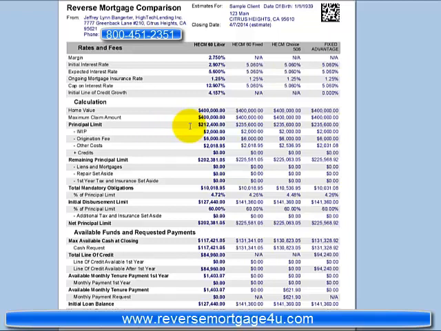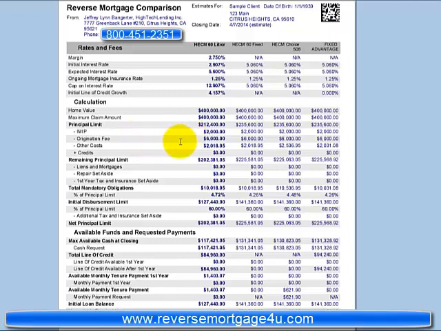Principal limit is the first part of that calculation. They took the client's age and the house value and the interest rate, and they came up with this principal limit of $212,400. Then there's an initial mortgage insurance premium. This is what you pay the federal government to get a reverse mortgage, $2,000 in this example.